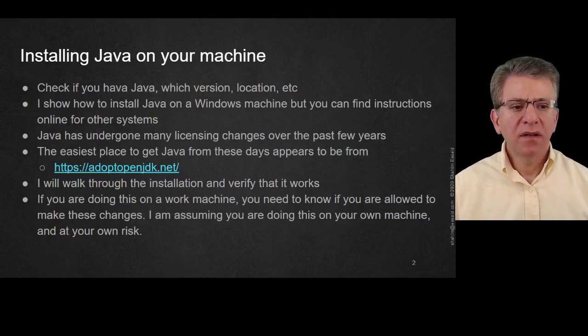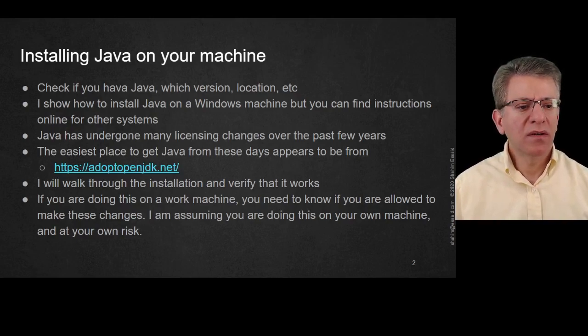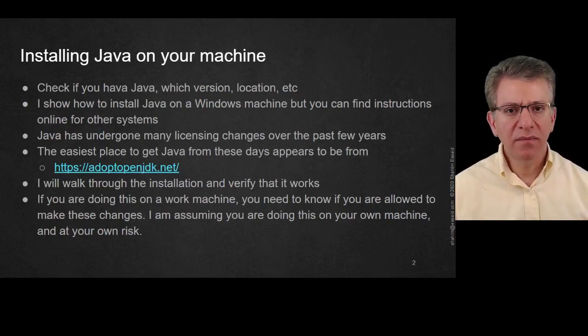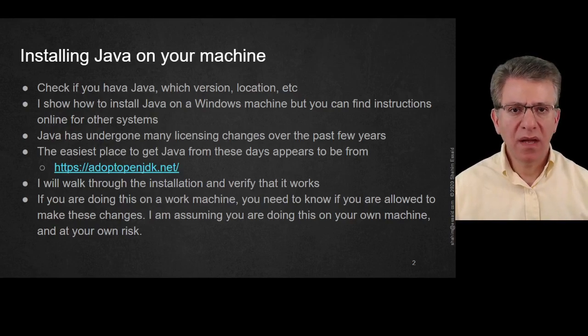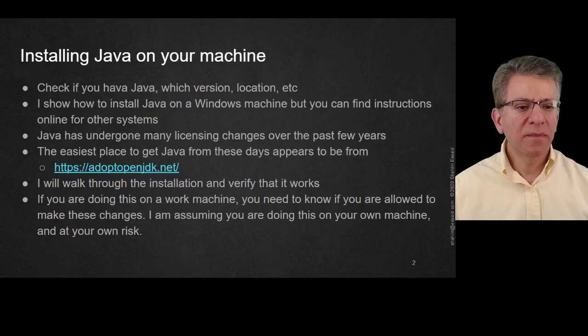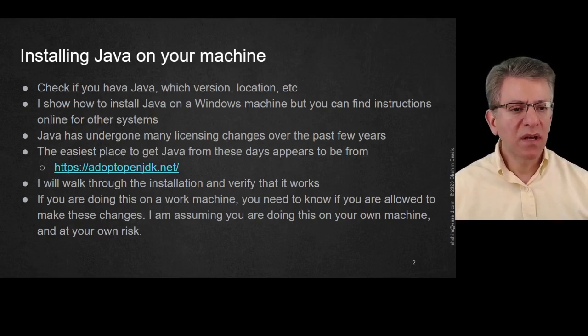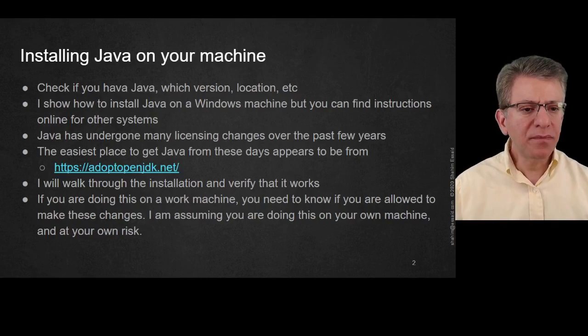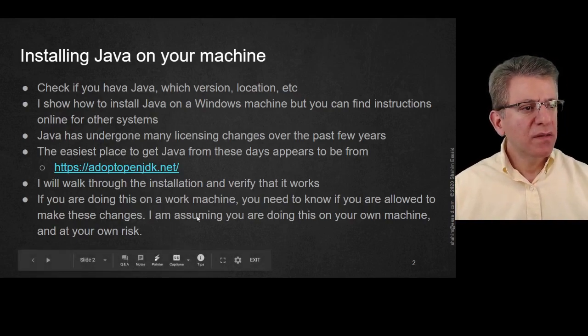But there is a new site that is trying to make it easy for the community to install the open source version of Java. It's not provided by Oracle, but it's the same application, same virtual machine. It's the adoptopenjdk.net site. So we'll go there and download a recent Java version. I will use Java 11 for this video. And okay, so let's get started.